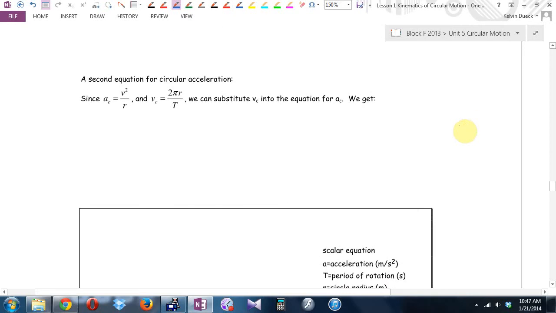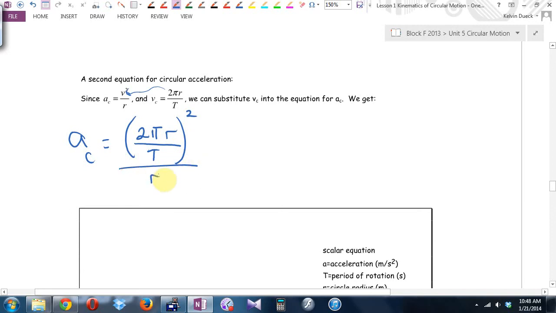There's a second equation for circular acceleration. We already said that circular acceleration, Jordan, was v squared over r. And I said that circular speed is 2 pi r over t. What if I put that right into there? I'll get 2 pi r over the period, squared, over r. That's v squared over r. Isn't it? Same equation, I just did a substitution.